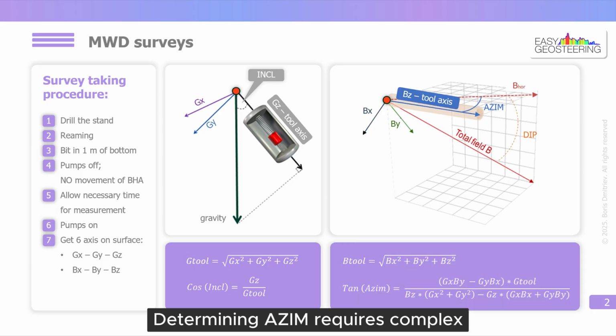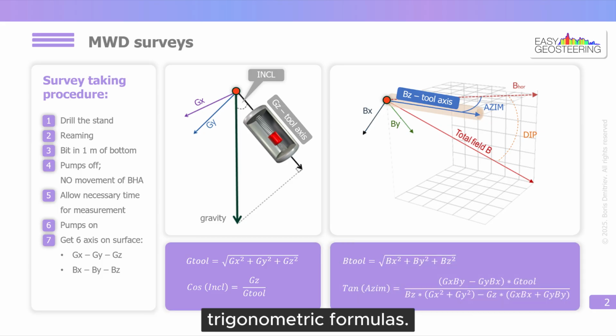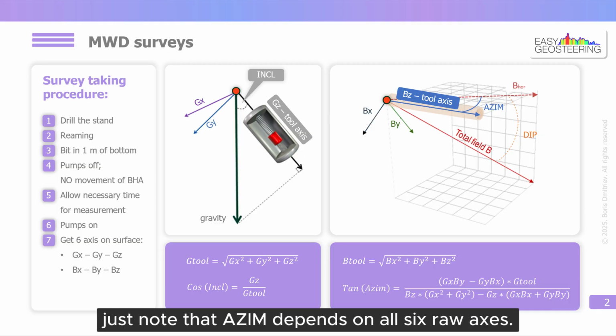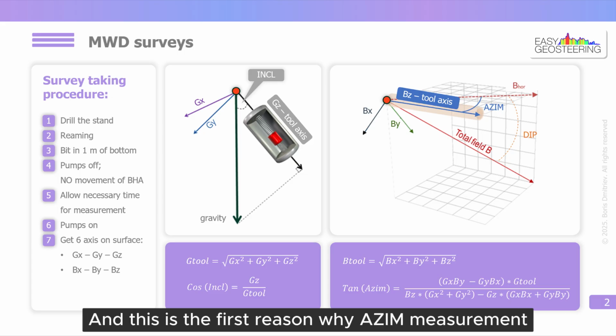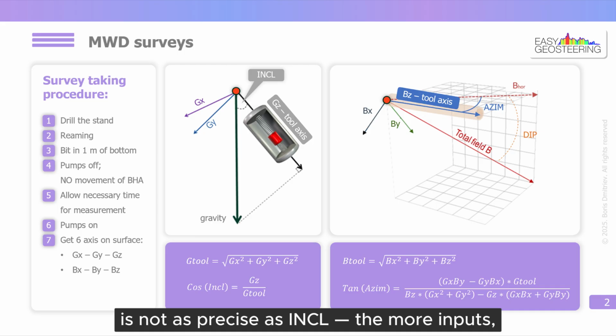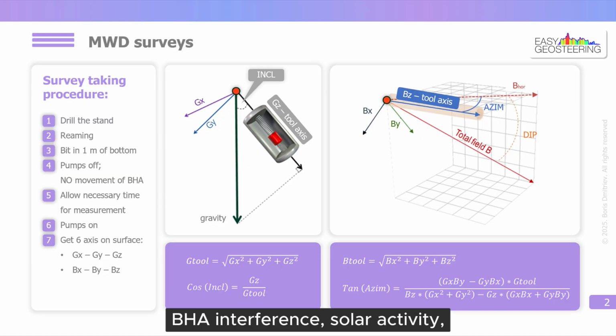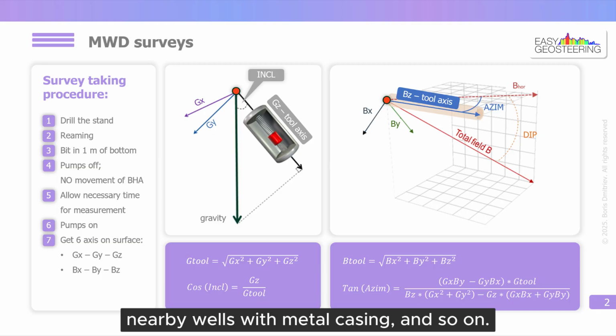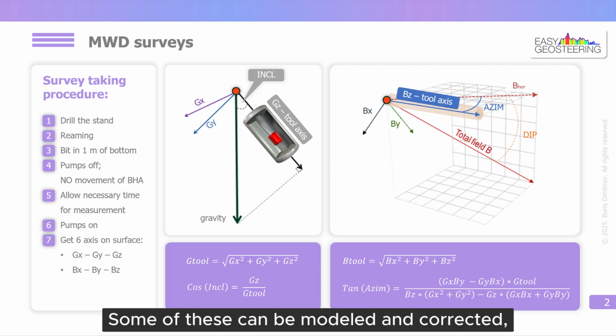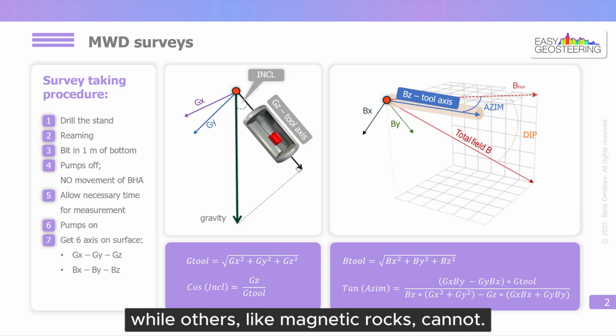Determining azimuth requires complex trigonometric formulas. However, you don't need to memorize them. Just know that azimuth depends on all 6 raw axes. And this is the first reason why azimuth measurement is not as precise as inclination. The more inputs, the lower the accuracy. The second point is that many factors affect azimuth. BHA interference, solar activity, magnetic rocks, magnetic drilling mud, nearby wells with metal casing, and so on. Some of these can be modeled and corrected, such as BHA interference and solar activity, while others, like magnetic rocks, cannot.